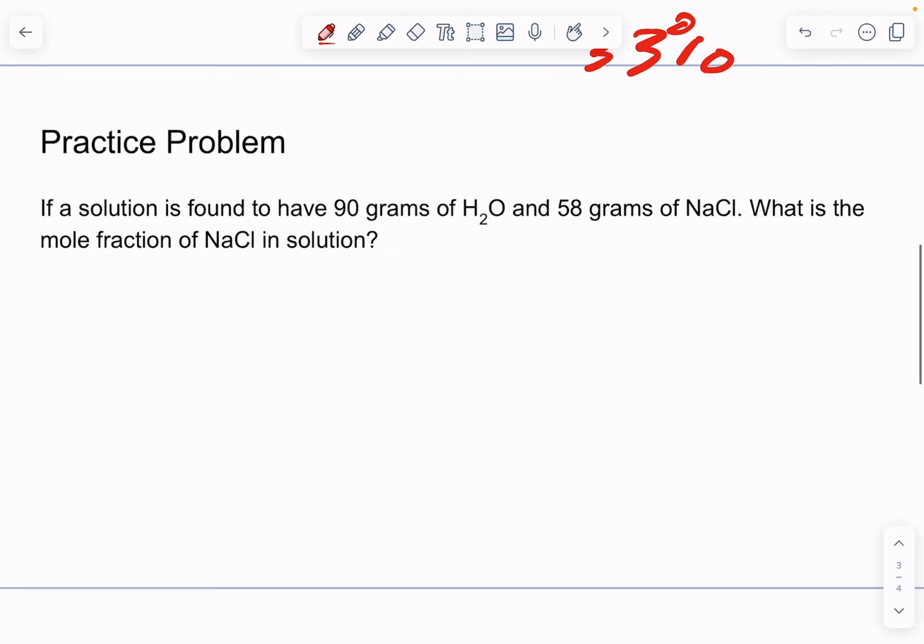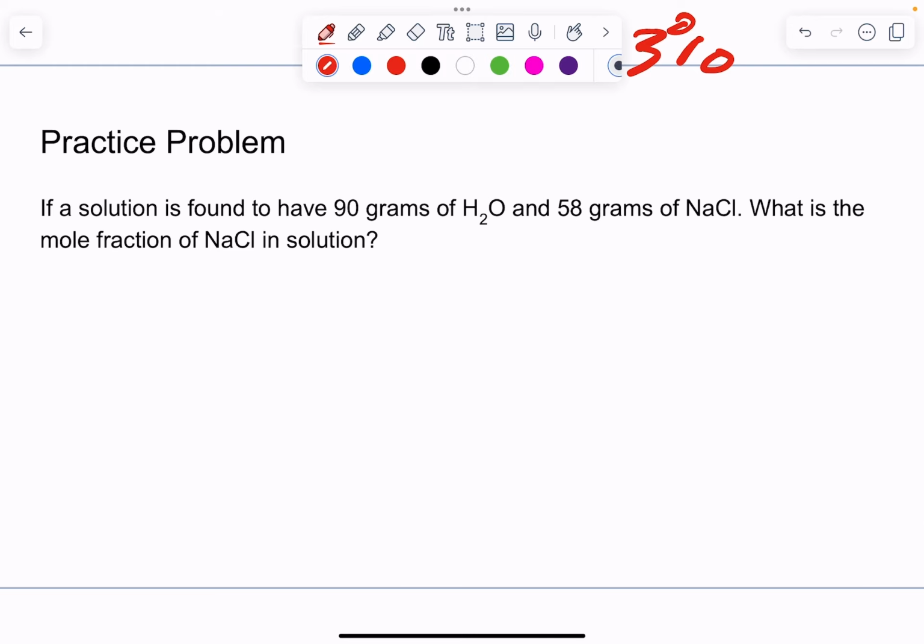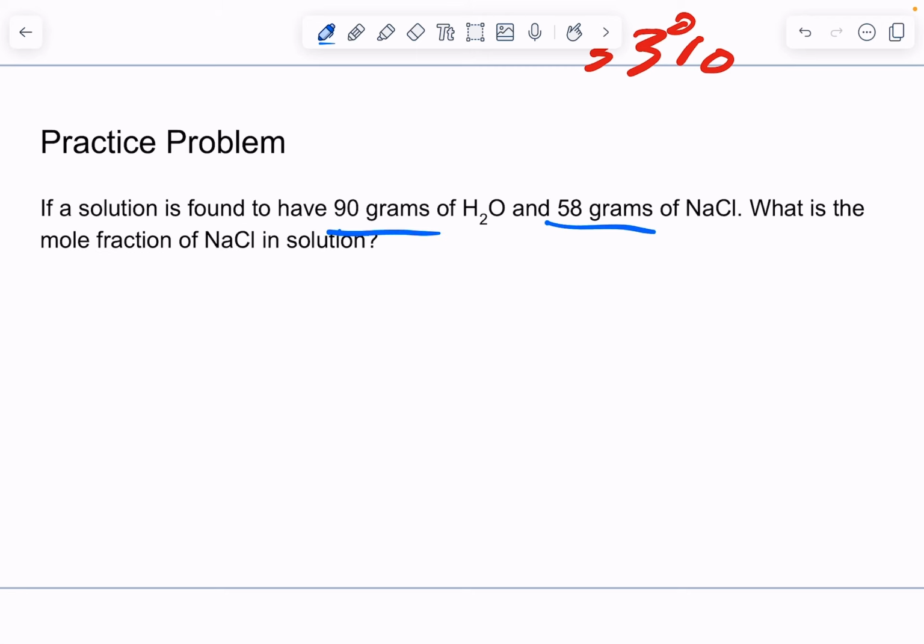Okay, we'll do one more practice problem. This time, though, I'm not given moles. I still need the mole fraction. I want the mole fraction of NaCl, but this time I have grams. So this is a two-step question.